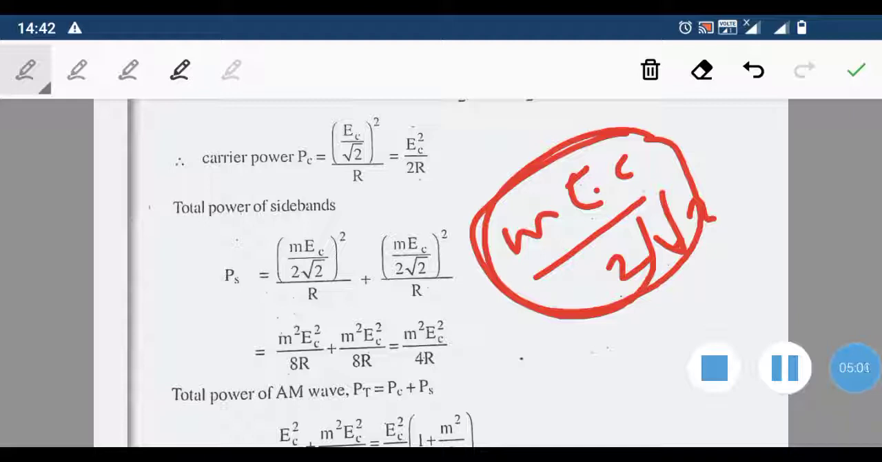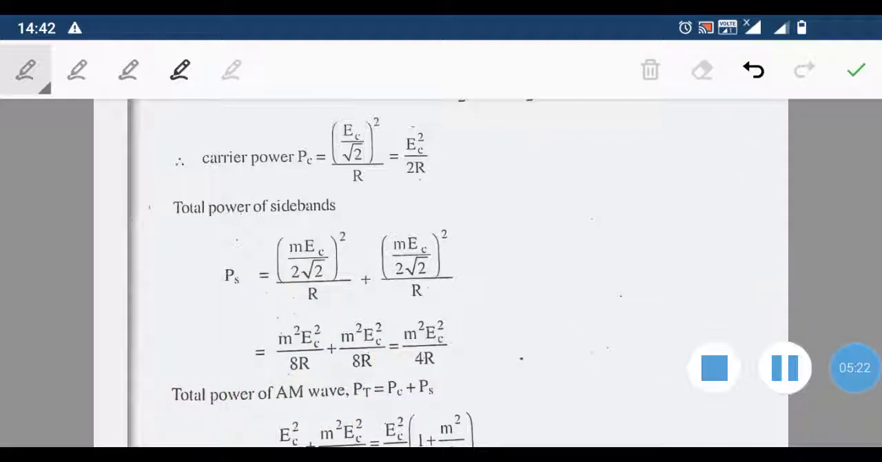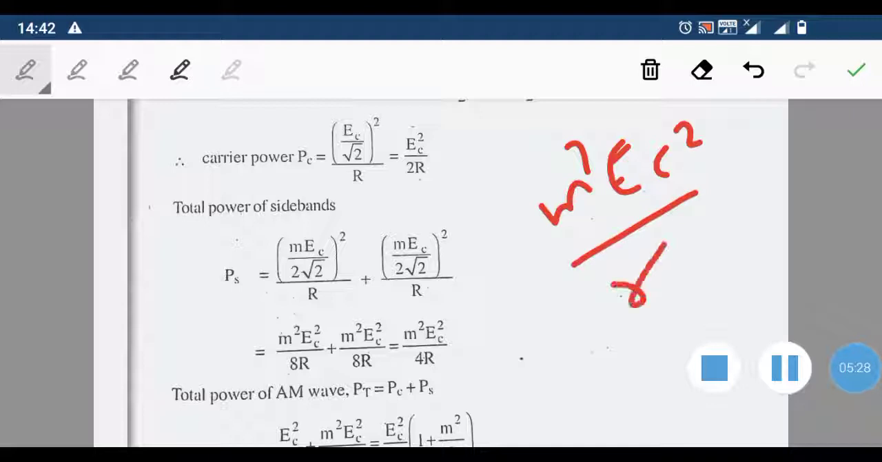So the power will be equal to this term squared divided by R. That will be equal to m square EC square divided by 4 into 2, that is equal to 8 into R. So the power of one sideband is m square EC square divided by 8R.